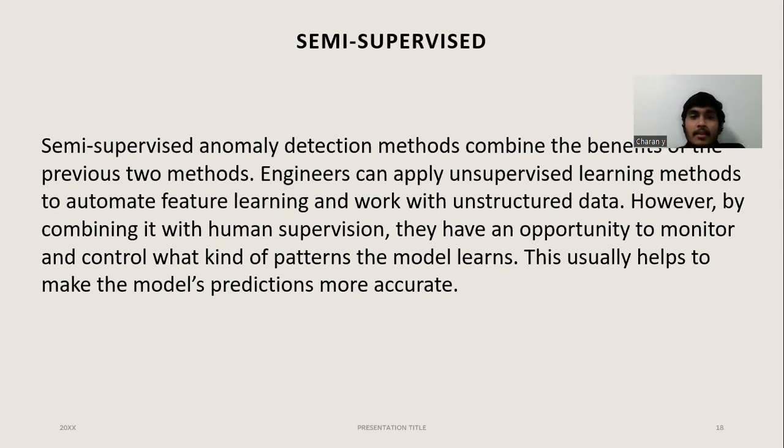Semi-supervised learning. Semi-supervised anomaly detection methods combine the benefits of the previous two methods. Engineers can apply unsupervised learning methods to automate feature learning and work with unstructured data. However, by combining it with human supervision, they have an opportunity to monitor and control what kind of patterns the model learns. This usually helps to make the model predictions more accurate.